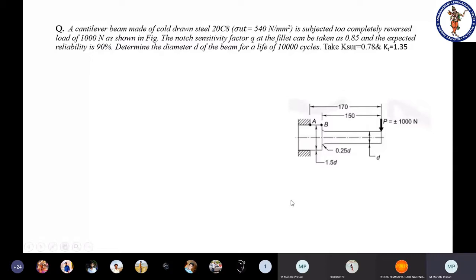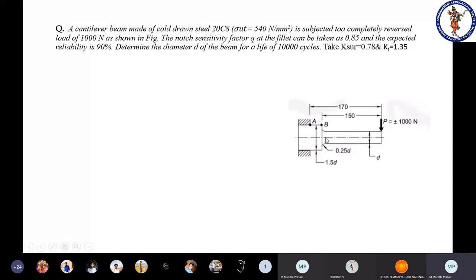So this is the problem given. Again, this is a cantilever beam with circular cross section with two diameters. Here it is 1.5D, here it is D. Certainly the failure will occur in the portion where we have the lesser diameter. Wherever we have the junction between larger and smaller diameter, that is considered the failure zone. So here we are considering that particular one.